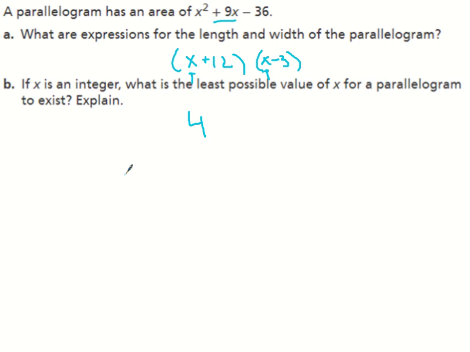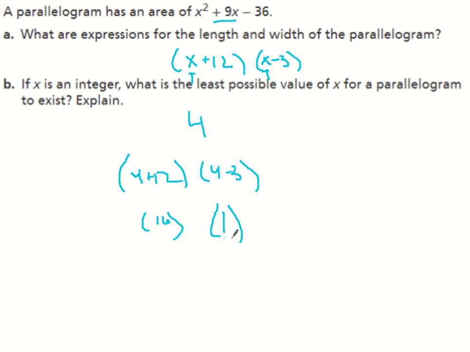Because if I plugged in 4 for x here, that'd be 4 plus 12. My pen's not working, so I'm trying to use a mouse. That's why it looks weird. That's 4 plus 12, and that's 4 minus 3. And that's the smallest integer because that's going to give me 1 for one side, and 4 plus 12, which is 16, for the other side.